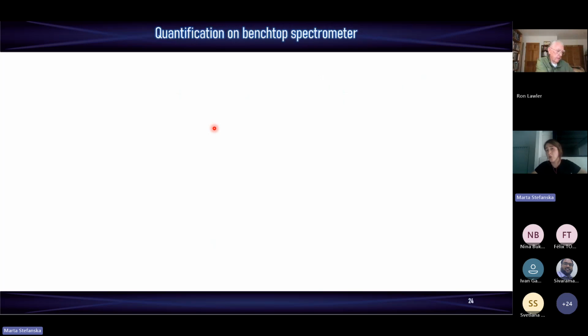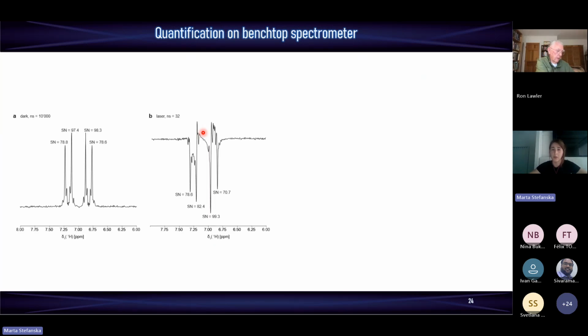And all the results that I showed you so far were presented for the high magnetic field. However, we can extend this to benchtop spectrometers. And measurement at low field has this advantage that the photo-CIDNP actually works better there.